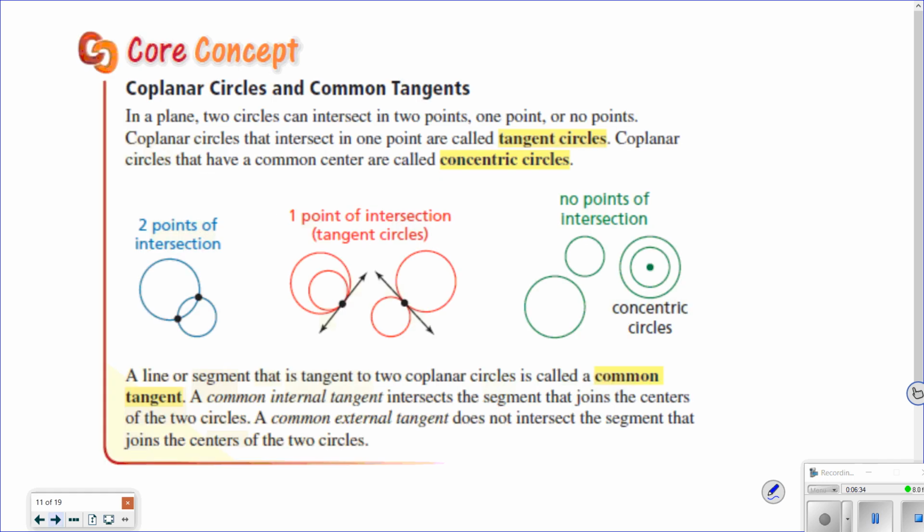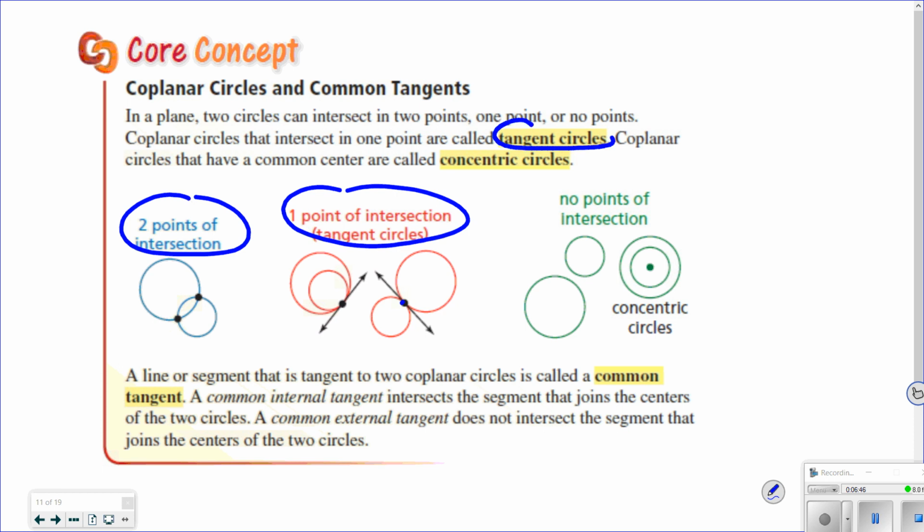So we kind of already talked about most of this, right? We have right here 2 points of intersection. We have 1 point of intersection, where they just touch in one spot. And again, we say that they are tangent circles, if that's the case. And that point right there is a point of tangency. Or we can have concentric circles. So circles can have common tangent lines, and that's what we're going to look at next. Let me go back to this slide right here.